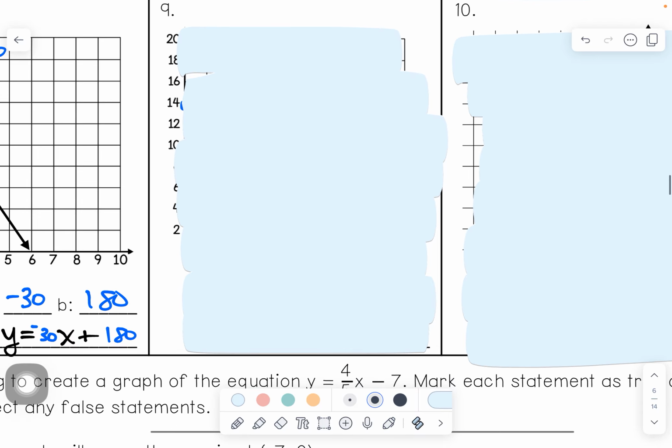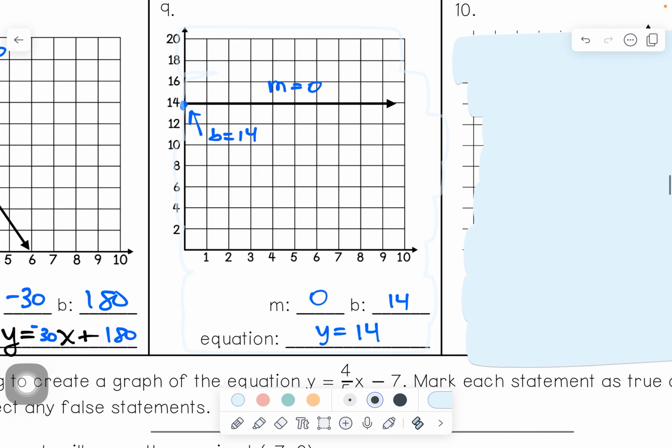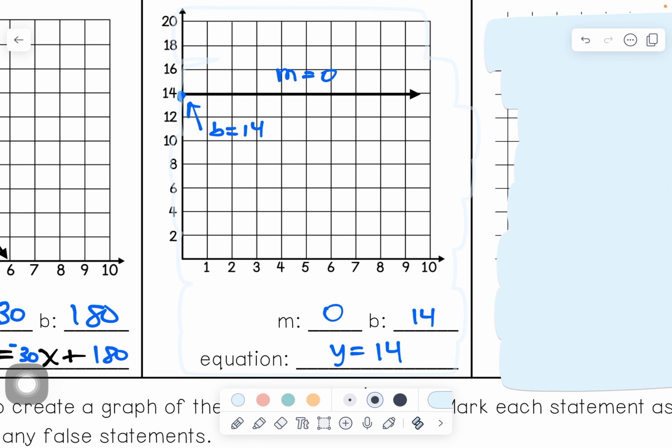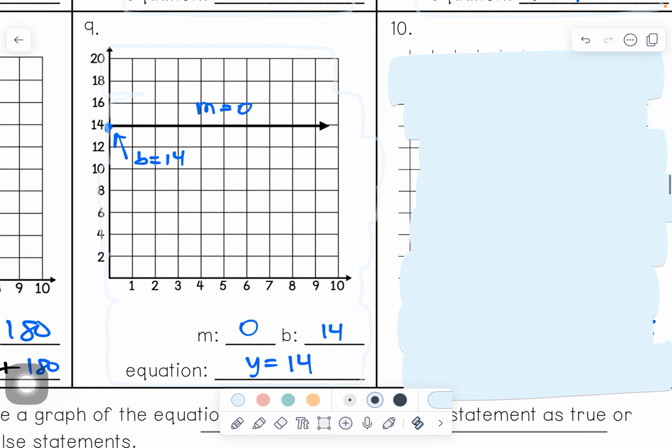All right, number 9 gives us a little bit of a curveball here. That's a horizontal line. Slope is 0, it's not growing. But the y-intercept still holds true, touches the y-axis at 14. So if my slope is 0 and my y-intercept is 14, I could write y = 0x + 14, but I don't need to do that, because 0 times x would just be 0.